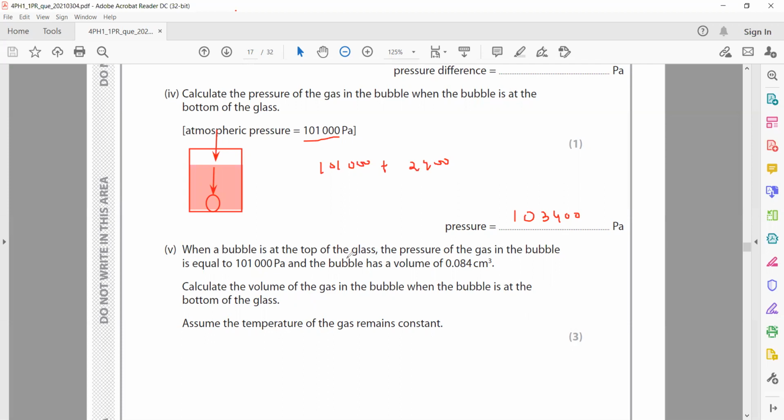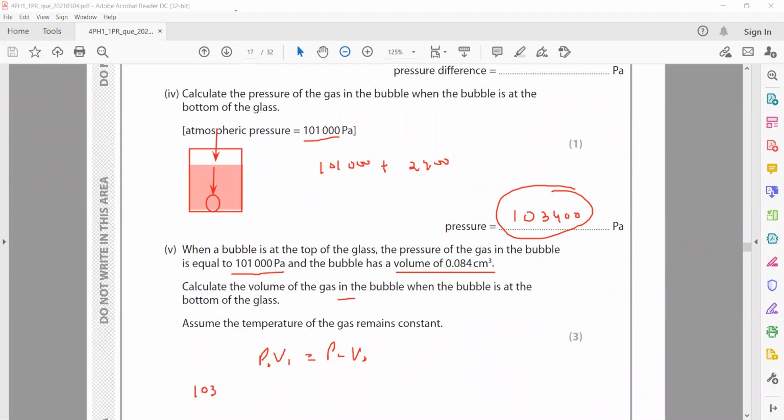When a bubble is at the top of a glass, the pressure of the gas in the bubble is equal to 101 times 10 to the power 3, 101,000 Pascal. The bubble has a volume of 0.084. Calculate the volume of the gas in the bubble when the bubble is at the bottom. So we have the formula P1 V1 equals P2 V2. When it was at the bottom, this is the pressure experienced, and when it reaches the surface, it will experience the normal atmospheric pressure.